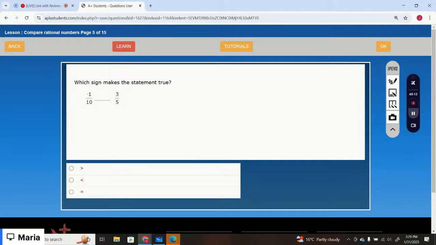Which sign makes the statement true? That is, negative numbers are always smaller than the greater numbers. So negative 1 over 10 is always less than 3 by 5.